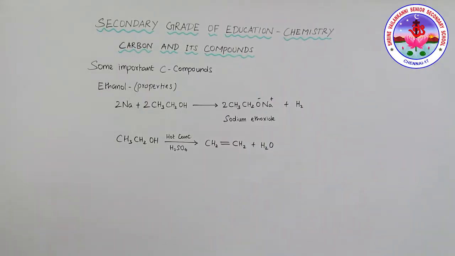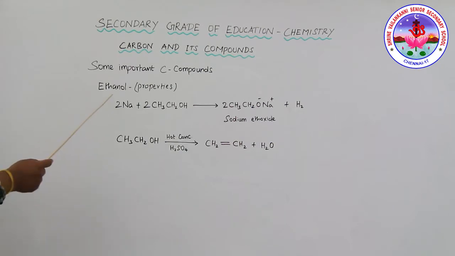Now, some important carbon compounds. Here we are going to discuss ethanol and ethanoic acid. First, we will discuss the properties of ethanol. Ethanol means ethyl alcohol, or simply alcohol. Ethanol is a liquid at room temperature, and it is commonly called alcohol, and is the active ingredient of all alcoholic drinks also.